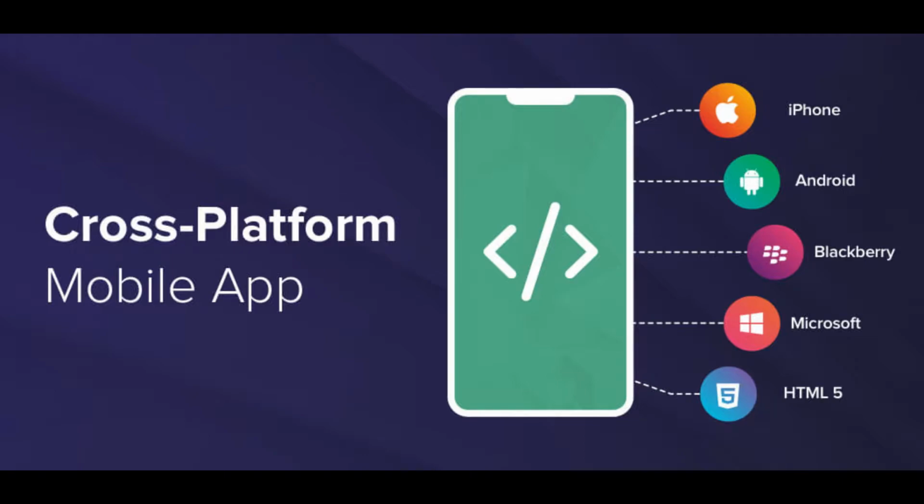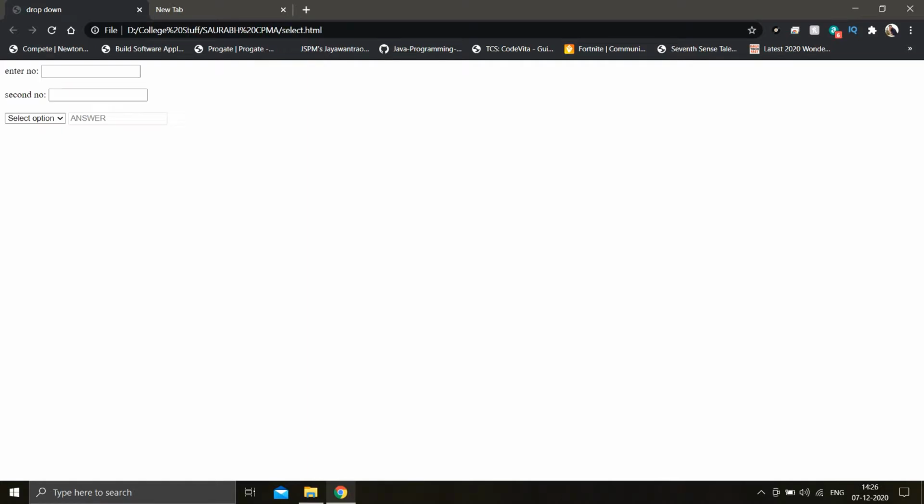So this is the last episode of how to build an Android app using HTML, CSS and JavaScript. Today we are going to study some topics, which are how to build a table and how to build a drop-down menu. So let's get to the first topic, which is a drop-down menu.